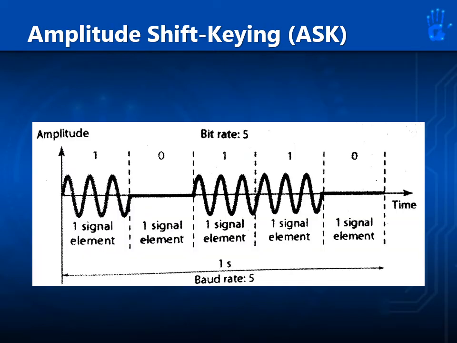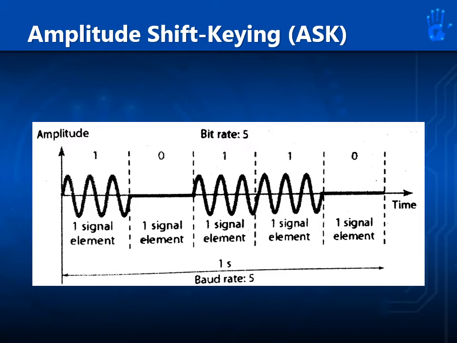This is an example of an ASK signal. As you can see, there are 5 bits in this image. 1, 0, 1, 1, 0. When the bit is 1, there is a sine wave. When the bit is 0, there is no waveform. Basically, the amplitude is just 0 for bit 0.